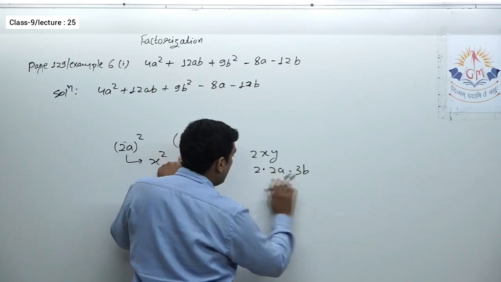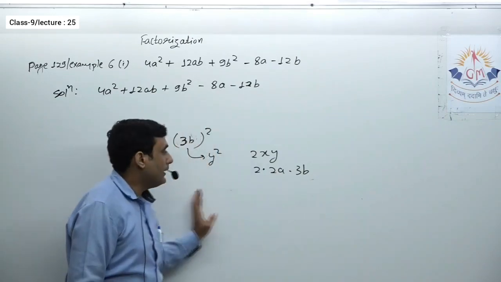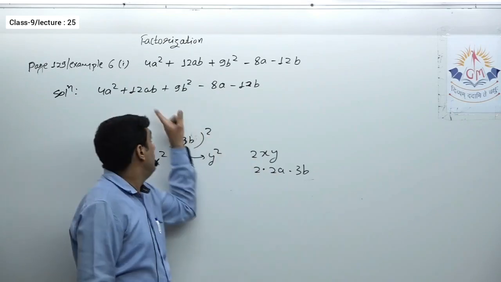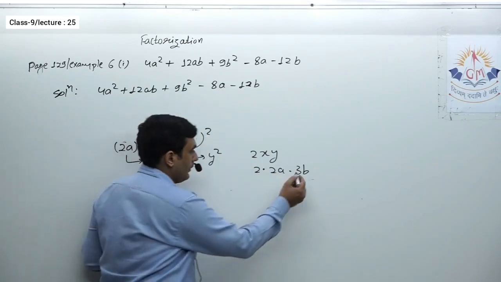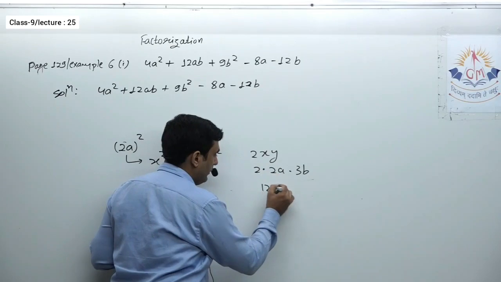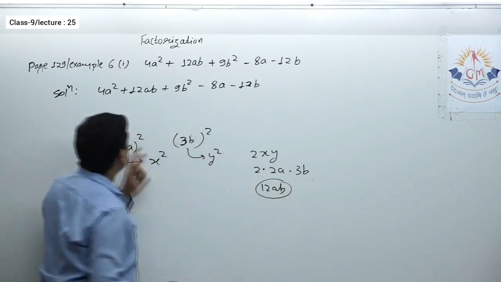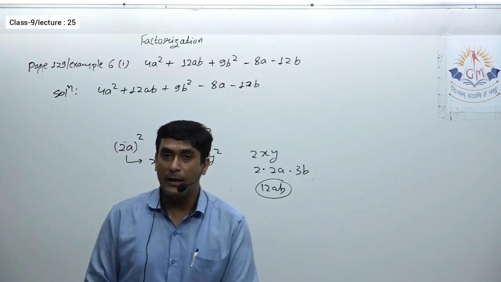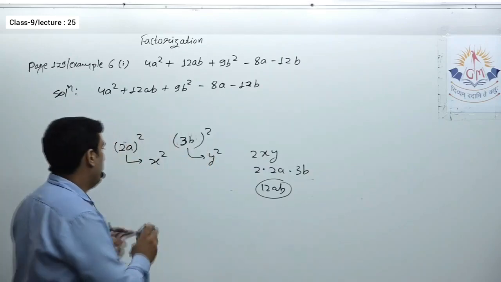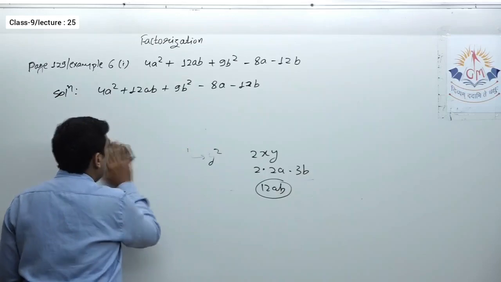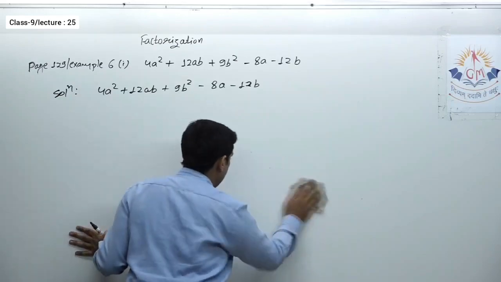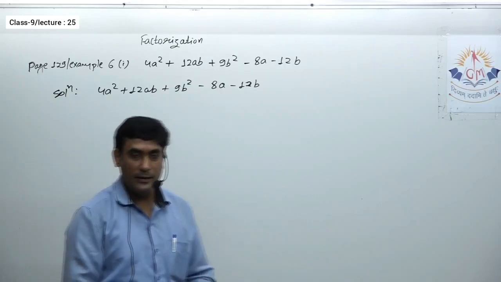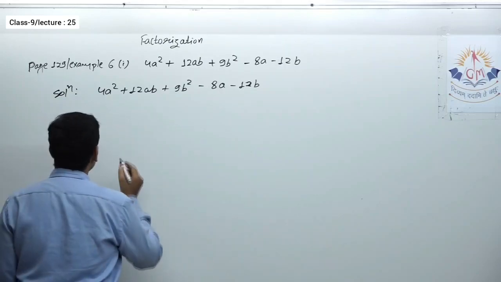I am writing this on my own so that I will get an identity. Then I will check whether this term is this term or not. So this is 3, 2s are 6, 2s are 12. It is 12ab. That means it is very sure that the first three terms give you the identity of a plus b whole square, or x plus y whole square. Okay, so let us do up to this and then we will see what further can be done.